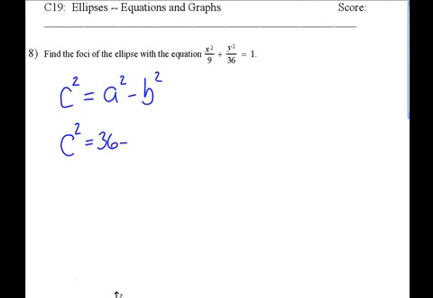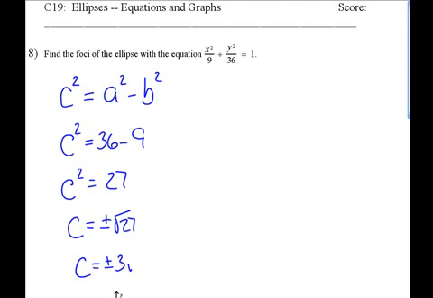All right, so we're going to find the foci of this ellipse. In order to do that, we need to find a value c. C squared for ellipses is equal to a squared minus b squared. For this problem, a squared is 36, b squared is 9. So c squared is equal to 27. C is equal to plus or minus root 27, which simplifies to plus or minus 3 root 3.